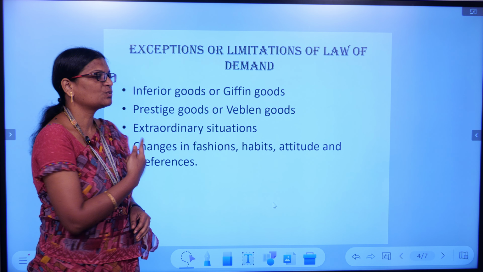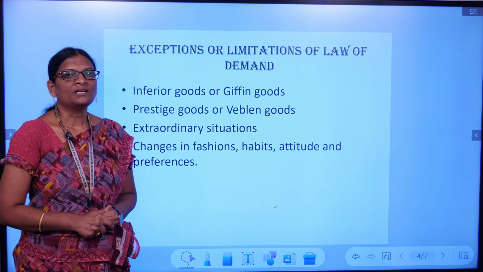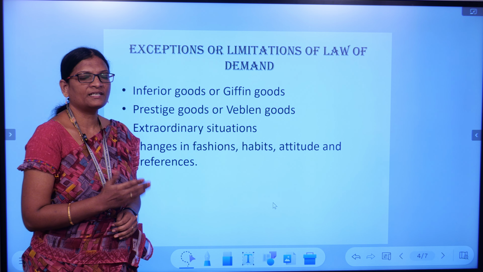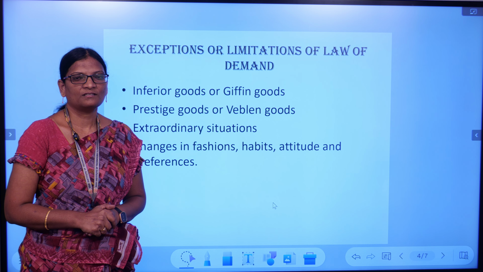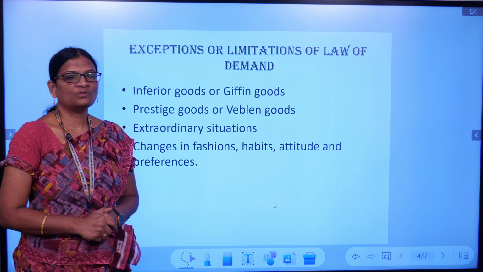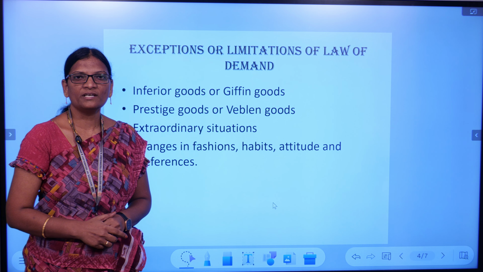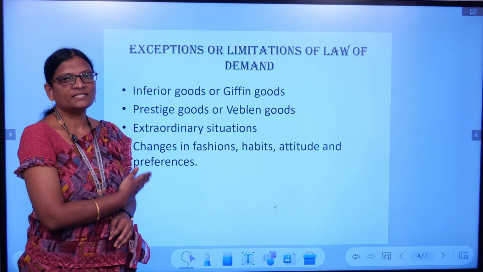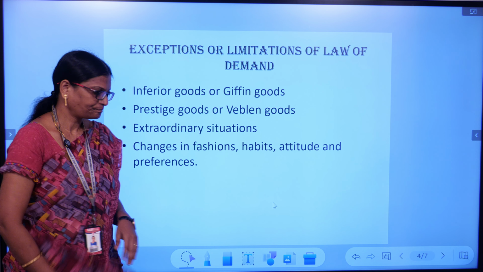So in all these cases, we can see a positive relationship with demand. If price decreases, demand also decreases. If price increases, demand also increases. But according to the law of demand, there should be a negative relationship. So in all these cases, that law is not applicable. That's why all these situations are called exceptions to the law of demand.